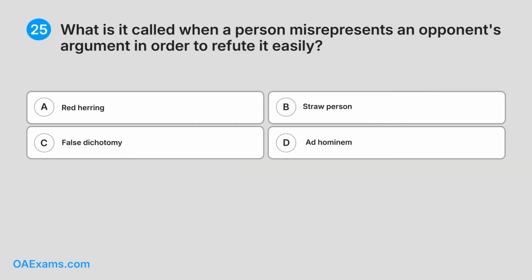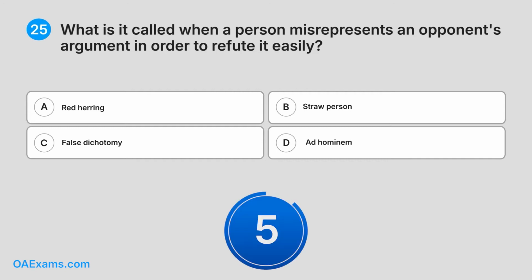25. What is it called when a person misrepresents an opponent's argument in order to refute it easily? A. Red herring, B. Straw person, C. False dichotomy, D. Ad hominem? Do you know the answer?